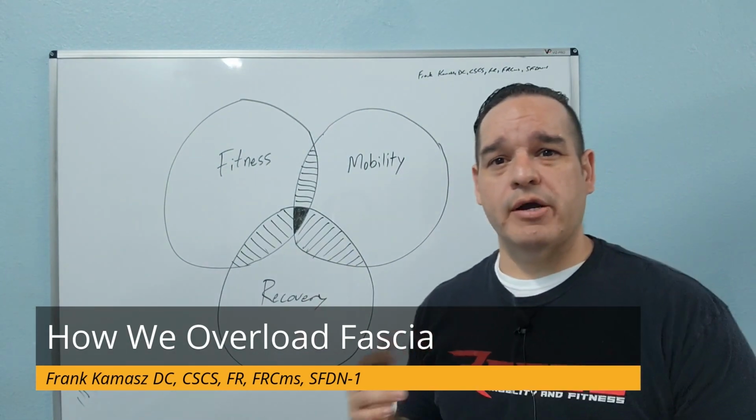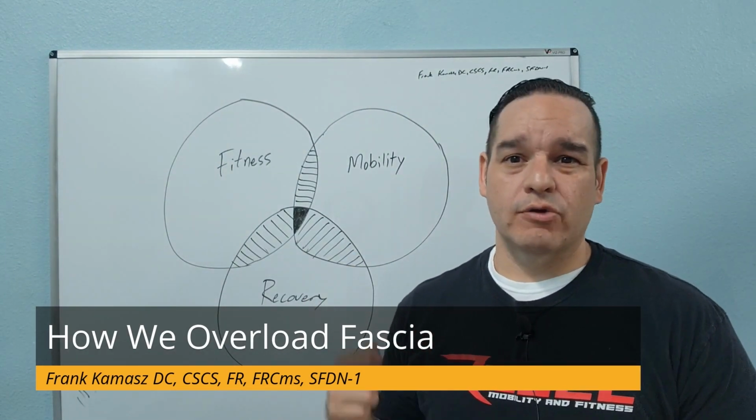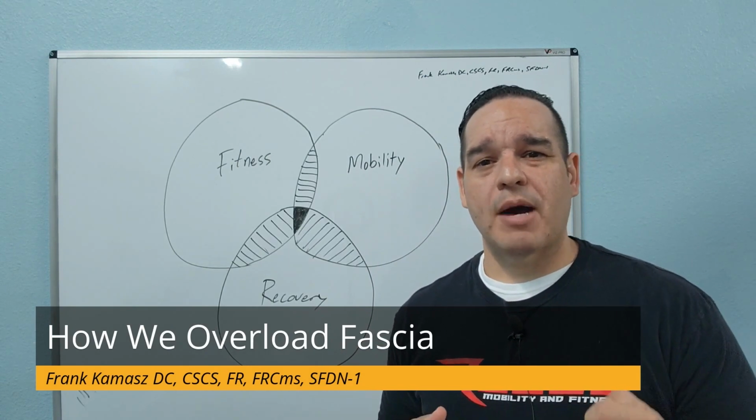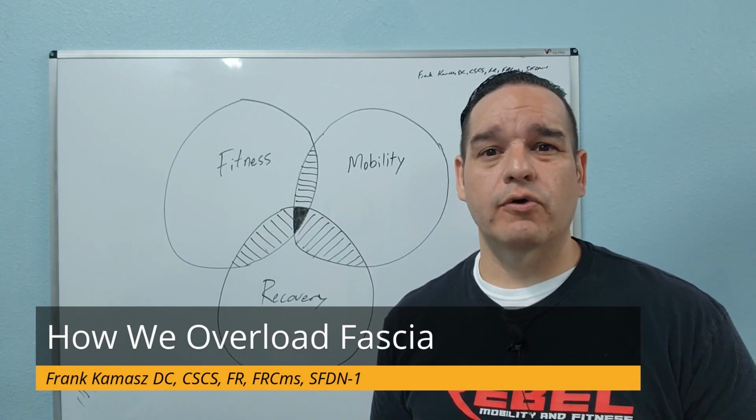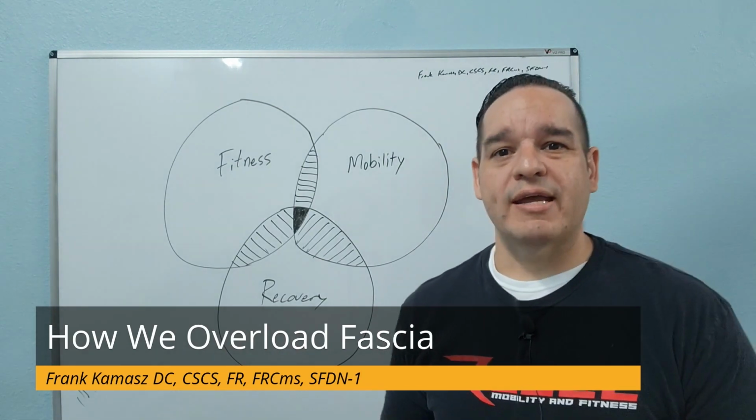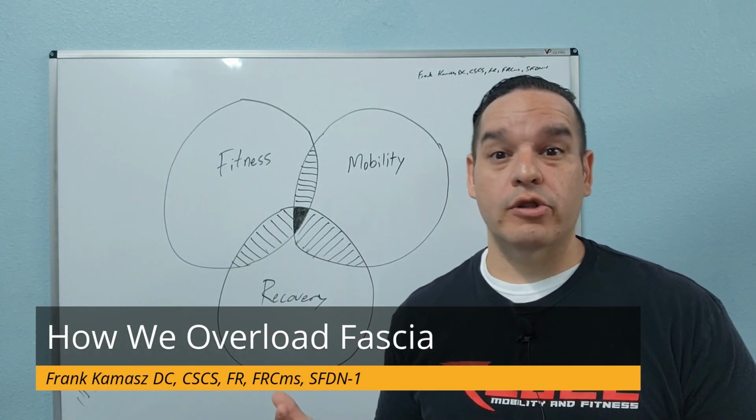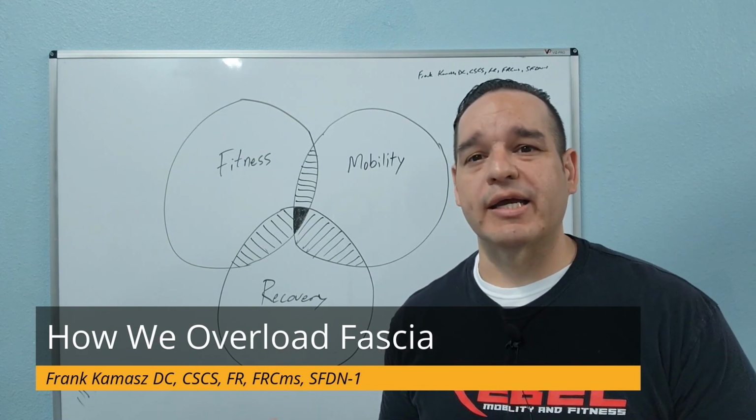Second category of overload for fascia is mobility. And so usually we're thinking about people who have tight or weak muscles. So think about chronically tight hips, stiff ankles, weak glutes, etc. People know when they have these issues, but either ignore them or don't know how to address them correctly.